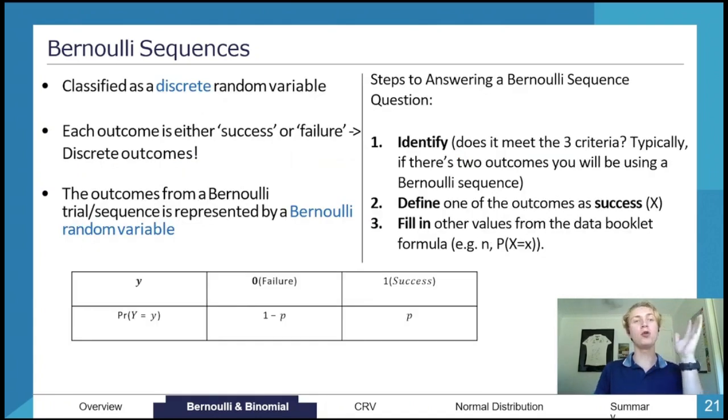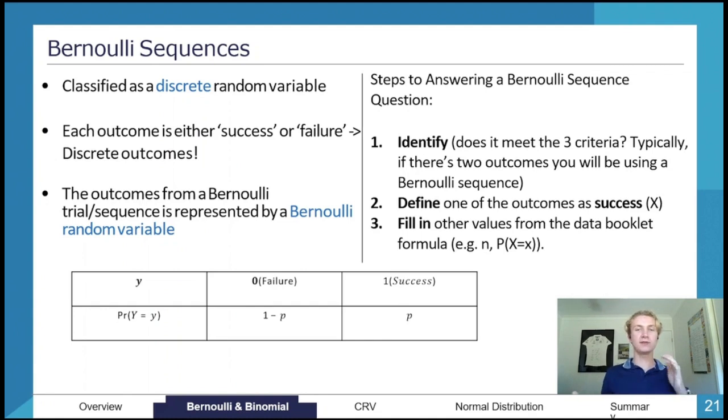Okay, a bit more on Bernoulli sequences. So Bernoulli sequences are typically discrete random variables, and that's because it's success or failure. It's a discrete outcome. It's either going to be success or it's going to be failure. And often we use Bernoulli sequences to extrapolate some probability questions for some of our discrete variables, as I'm sure you're going to see in your class, and also we're going to go over some.